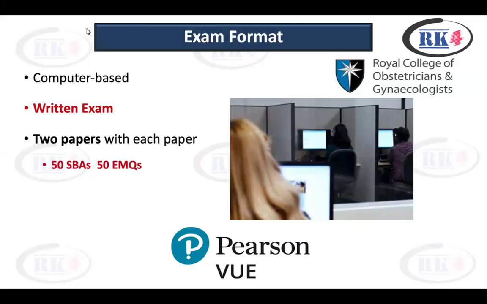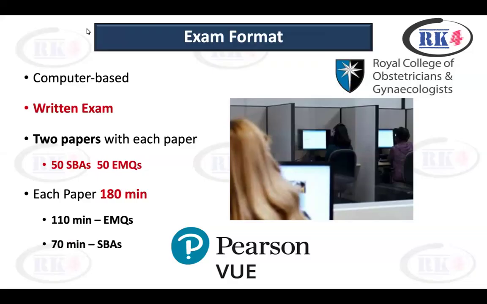So there are two papers, paper 1 and paper 2. Both the papers contain 50 SBAs and 50 EMQs. Each paper is for 3 hours or 180 minutes. The college recommends that you should be spending 110 minutes for solving the EMQs and 70 minutes for SBAs. The reason I'll show you in the next slide, because even though there are 100 EMQs and 100 SBAs, the weightage of the extended matching questions is way more than the SBAs.